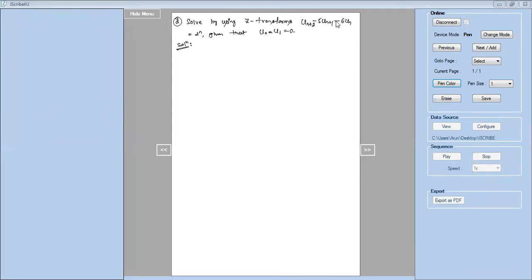So this is the difference equation given. I have to find the solution of this. That means I have to find what u(n) is for this equation using Z transformation. Okay, so let us see how to solve this difference equation using Z transforms.